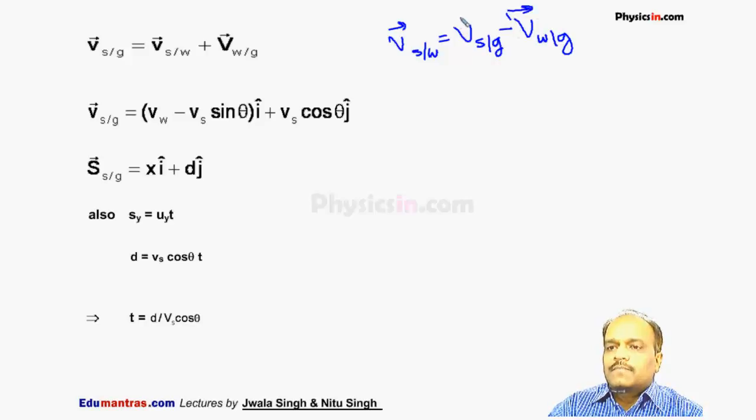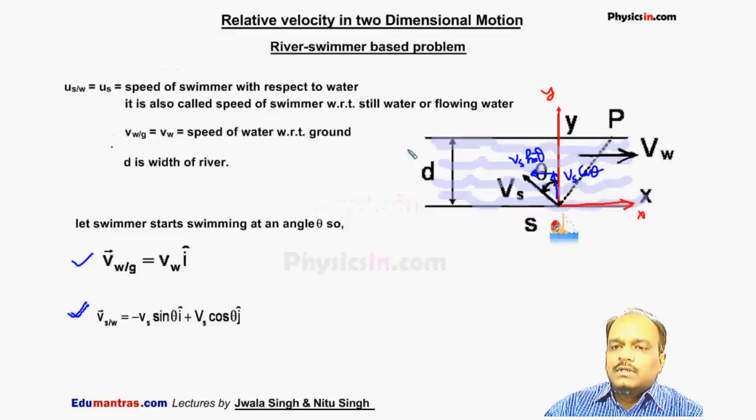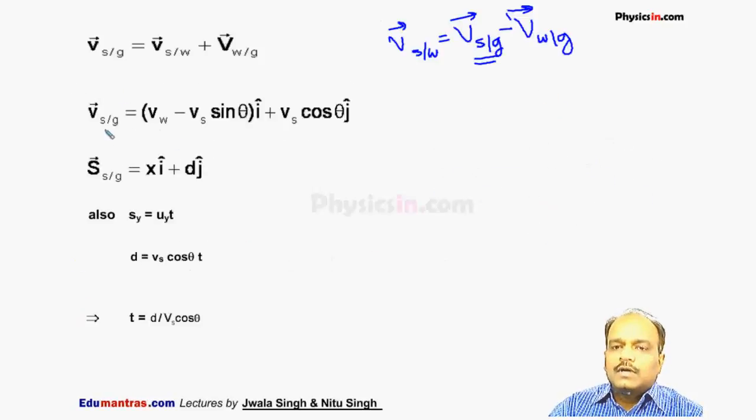So from this expression, the velocity of swimmer with respect to ground is the sum of the velocity of swimmer with respect to water and the velocity of water with respect to ground. The velocity of swimmer with respect to water is minus Vs sin theta i cap plus Vs cos theta j cap, and the velocity of water with respect to ground is Vw i cap. Adding these two, the velocity of swimmer with respect to ground is equal to (Vw minus Vs sin theta) i cap plus Vs cos theta j cap.